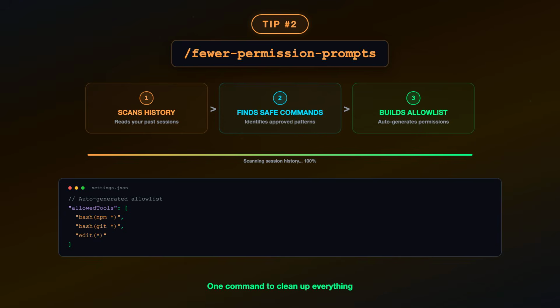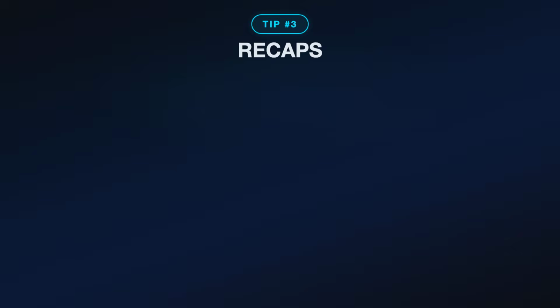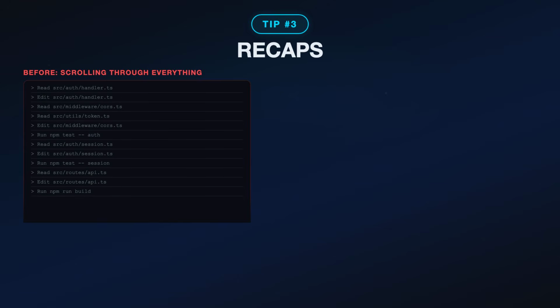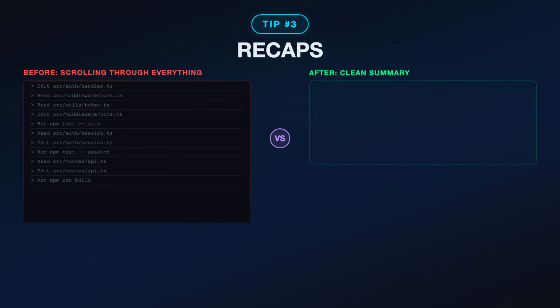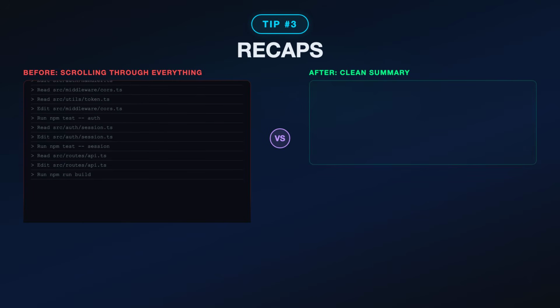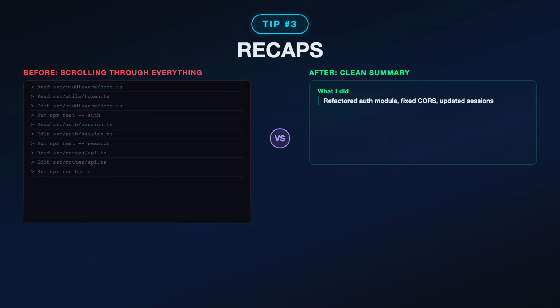This is especially useful if you've been using Claude Code for a while and have accumulated a lot of common workflows that shouldn't need approval. Tip number 3, recaps. This was shipped specifically to prep for Opus 4.7 because the model now runs for much longer on complex tasks. Recaps are short summaries that tell you what an agent did and what's next.